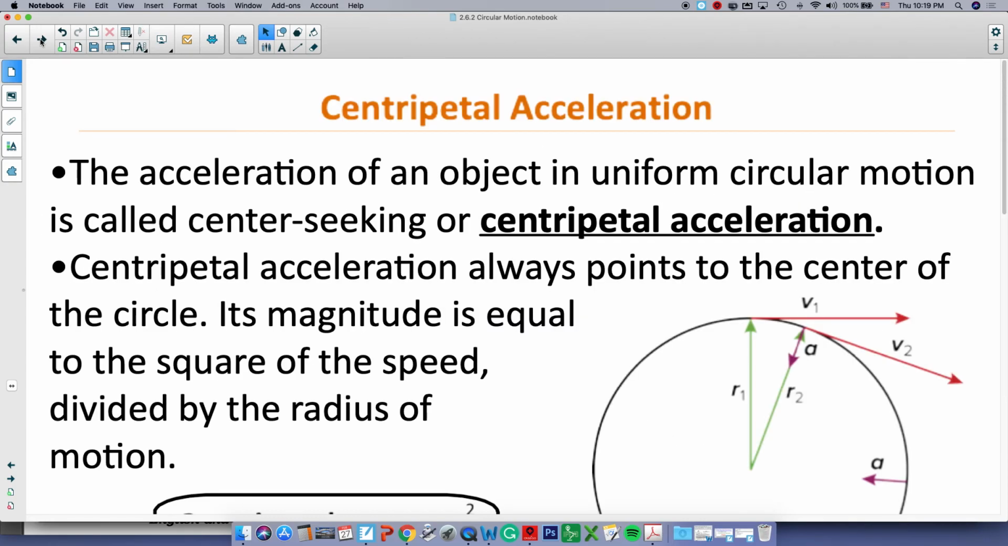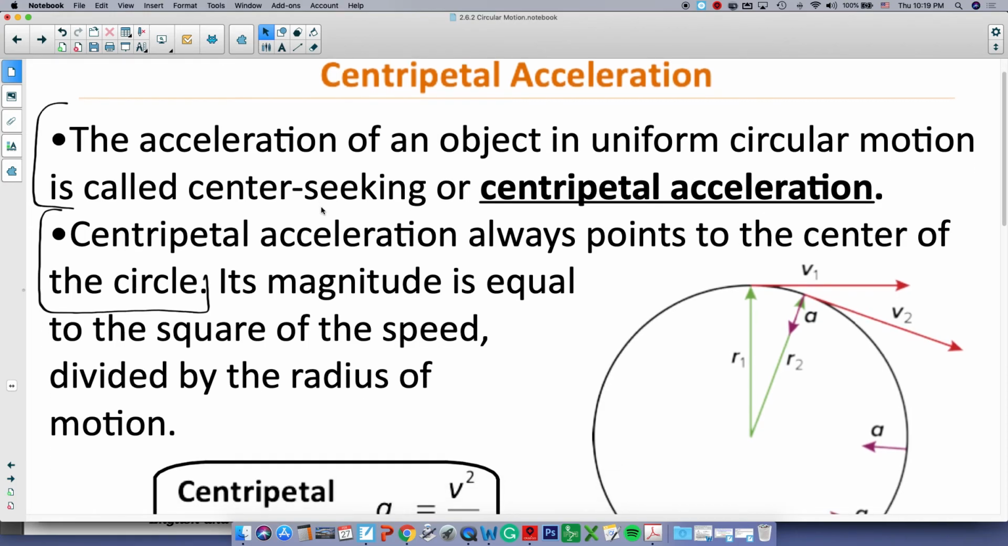So for the centripetal acceleration, I kind of told you this a little bit already. Centripetal acceleration is a center-seeking motion, so it always has acceleration towards the center of the circle. Its magnitude is equal to the square of the speed divided by the radius of the motion. So I have an equation down here for you for centripetal acceleration, and then we'll write down the equation.